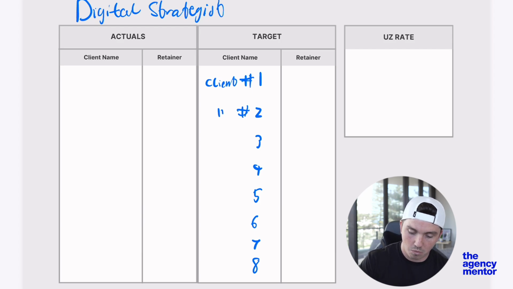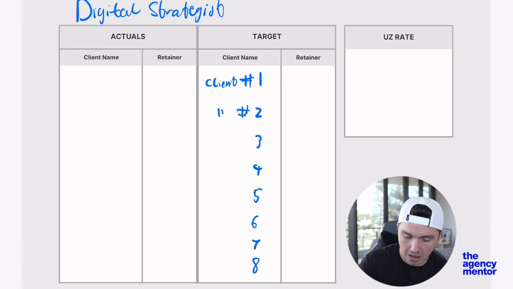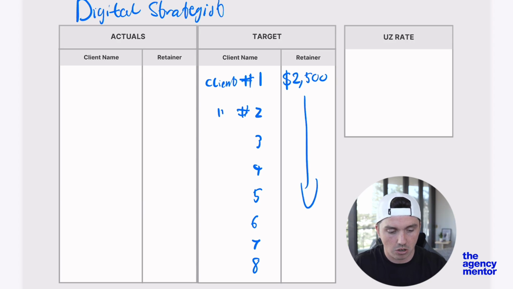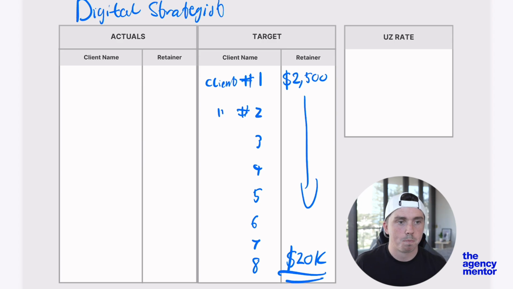Now let's say that we need to also set what we call in the agency mentor and in our agency an ACV. Okay, so an ACV is an average client value. So let's say that an average client value that we would want this digital strategist to be managing, their retainer is about $2,500. Okay, all the way down. So let's go 8 multiplied by 2,500. That's going to give us a $20,000 portfolio. Okay, so this individual is managing $20,000 worth of agency work, which is fantastic.